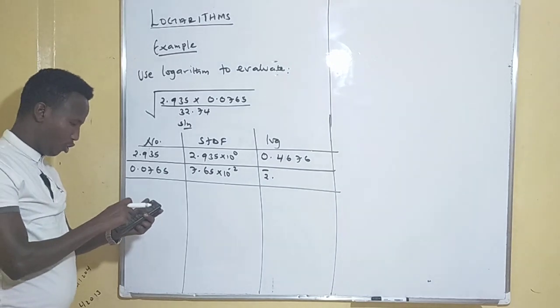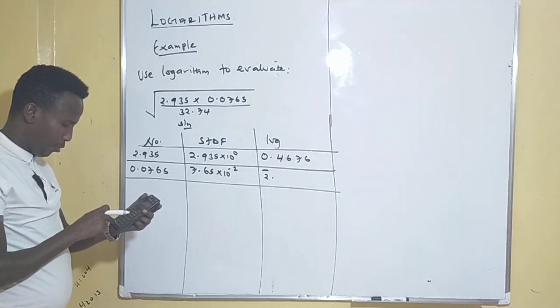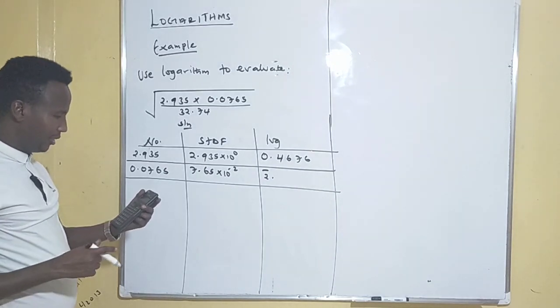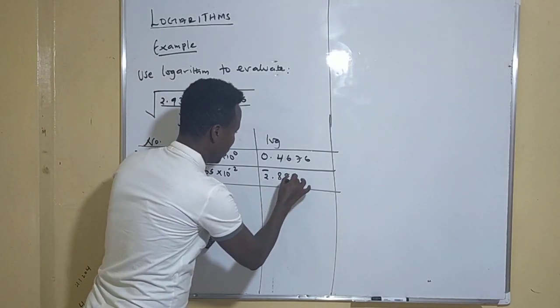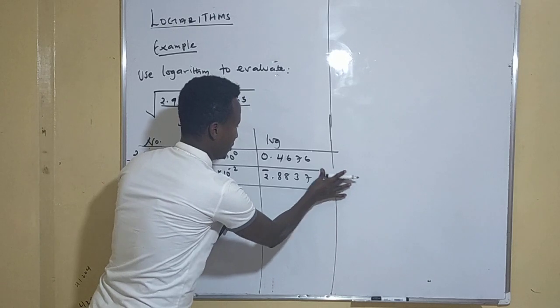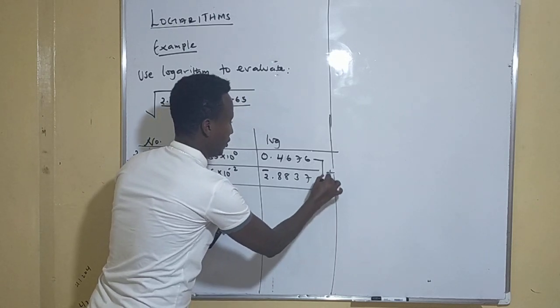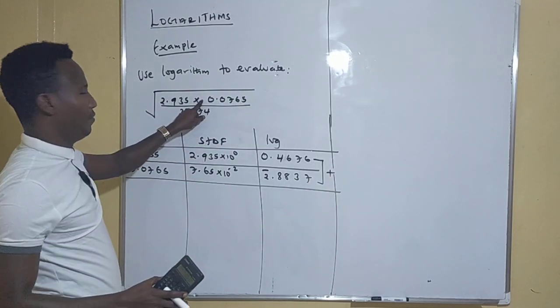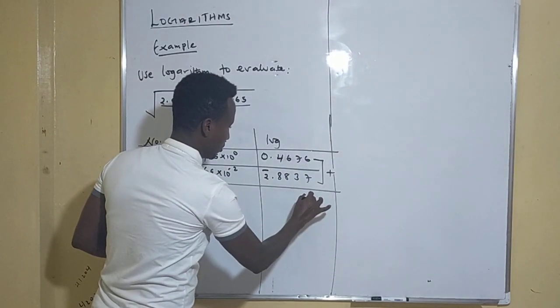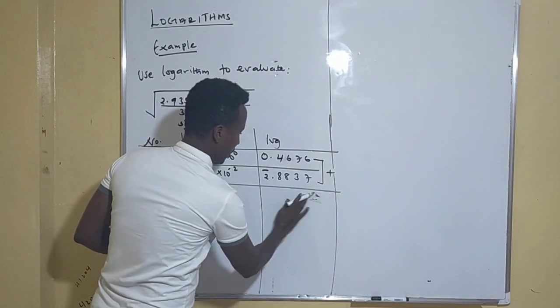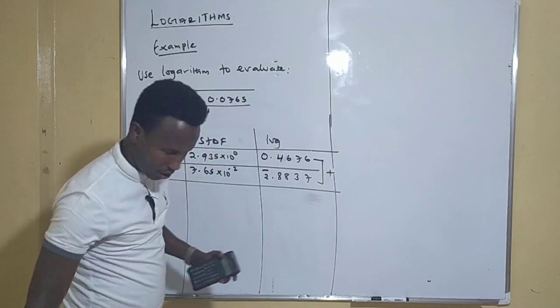Then get for me the log of 7.65. That is 0.8837. Then we add these two, because we have the relationship which is what? Multiplication. So we will add. So add these ones. Get the values here. Get the final. Add them.